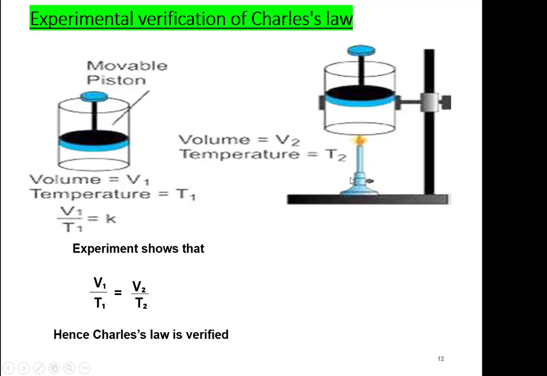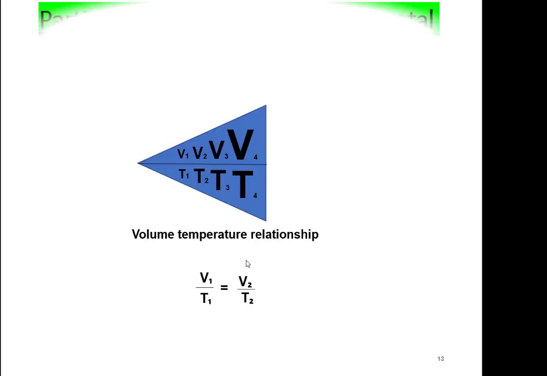When we heat this cylinder with the help of a burner, the volume increases. So the volume becomes V2 and temperature becomes T2. The experiment shows that V1 over T1 is equal to V2 over T2. Hence, Charles' law is verified: volume is directly proportional to temperature. When temperature increases, the volume also increases. So Charles' law is verified with the help of the experiment.